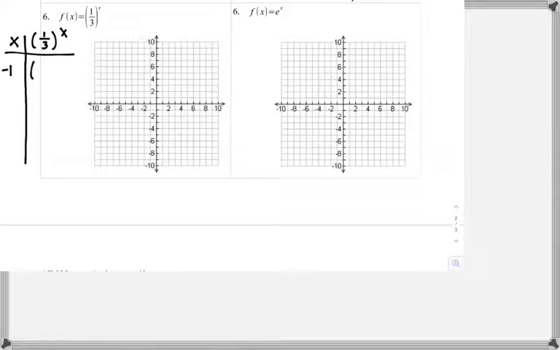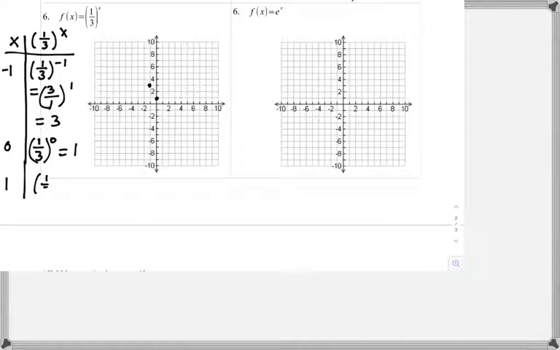So we evaluate at -1. We have 1/3 to the -1. So flip your fraction over and change your exponent to positive. And so the first point is going to be -1 and 3. Okay, now we're going to do 0. 1/3 to the 0 power is 1. And then 1/3 to the first power is 1/3. So that gives us our 3 points.